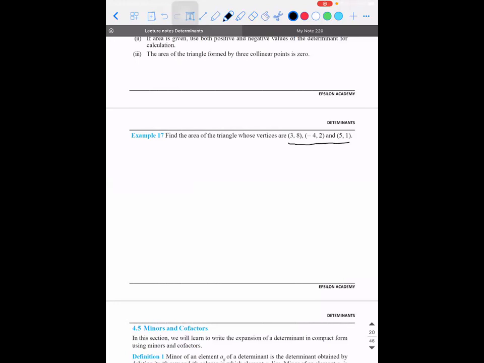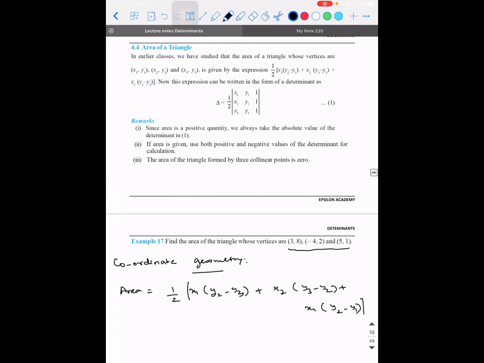So I'll show you all the methods which you know. If I ask you to solve this problem using coordinate geometry, what will you guys do? Area is equal to half into x1 into (y2 minus y3). You will have the cyclic format, no, plus x2 into (y3 minus y1) plus x3 into (y1 minus y2). So you will have a cyclic pattern and you will put a modulus. So this is according to coordinate geometry, right?